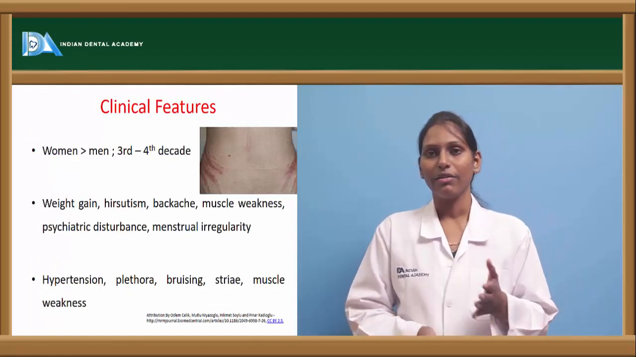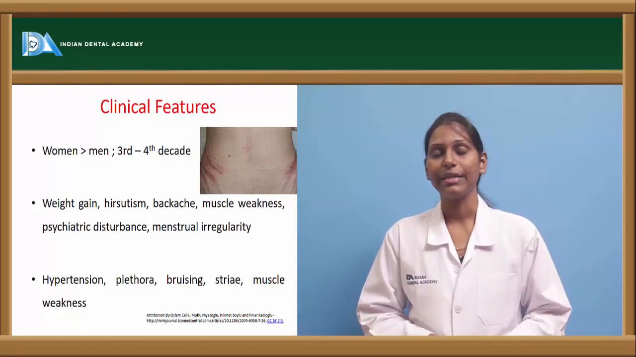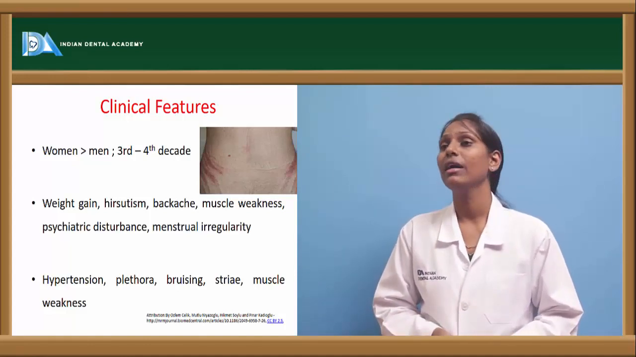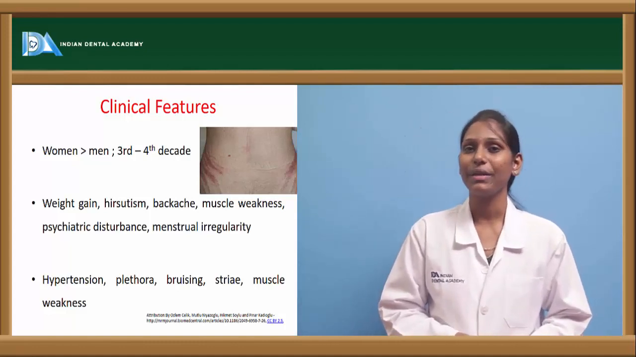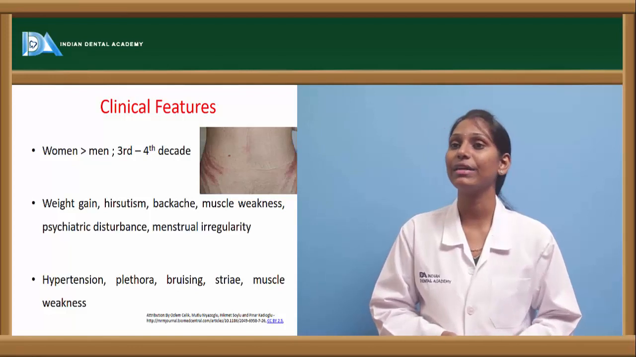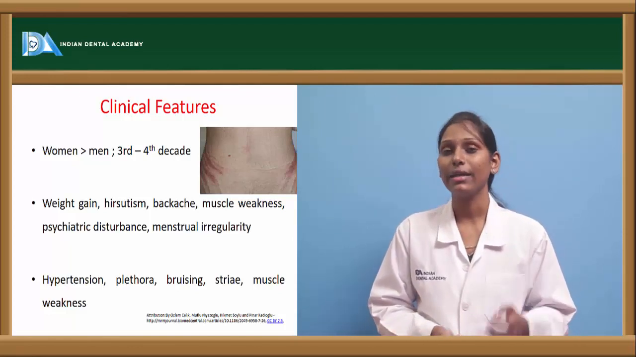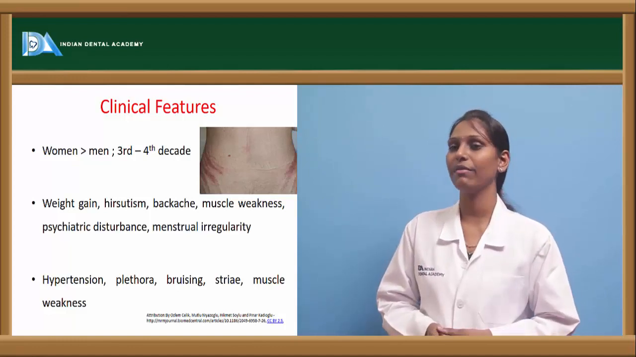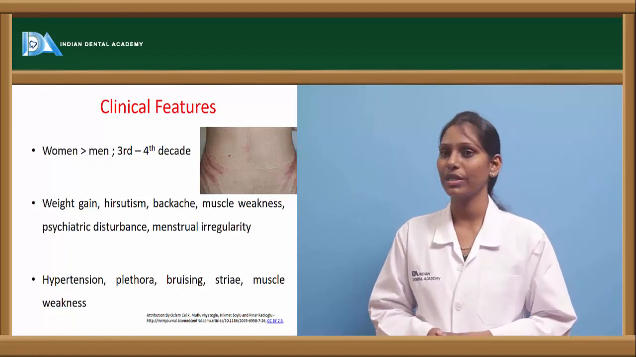Men are less affected when compared to women, that is, women are more commonly affected, and Cushing syndrome is usually seen between the 3rd and 4th decades of life. Coming to various clinical features, the main clinical feature is unexplained weight gain. Patients will have hirsutism, that is unwanted hair, especially on the face and in areas which do not usually have hair. Patients will present with backache, muscle weakness, psychiatric disturbances, and menstrual irregularities.